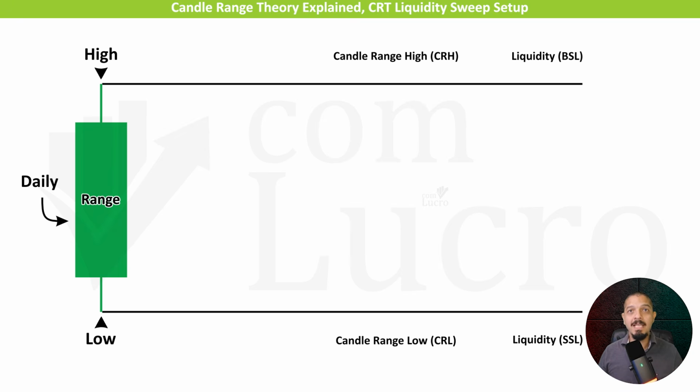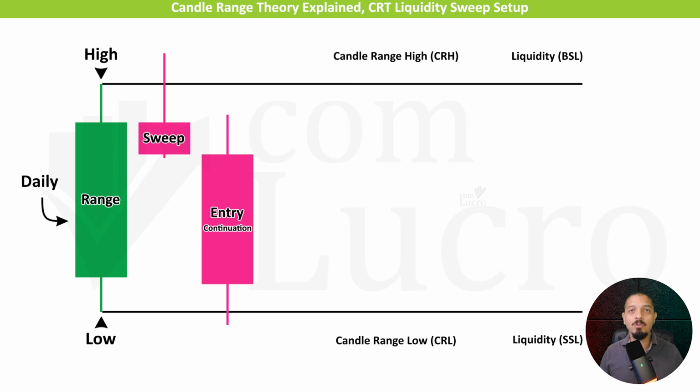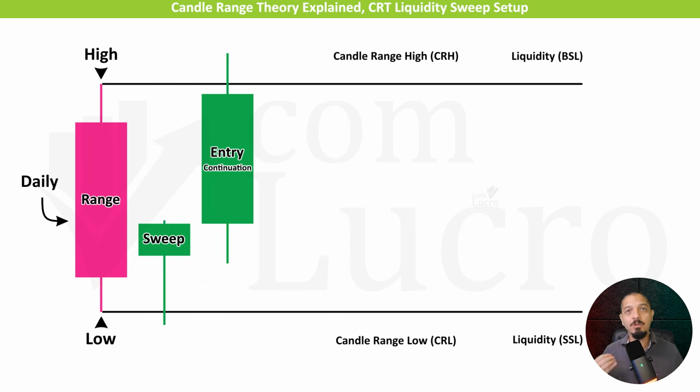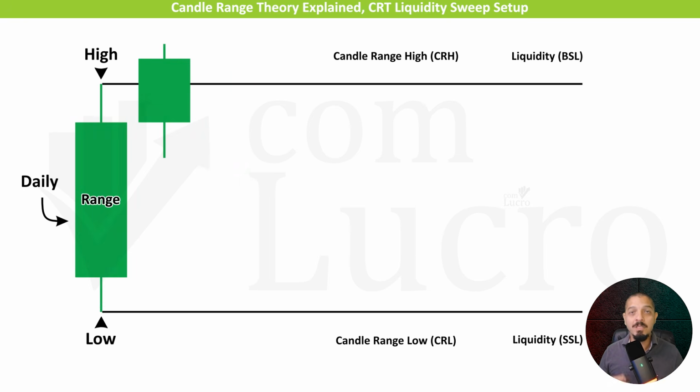Now, when the second candle moves above the CRH and then quickly returns inside the range, that movement is called a liquidity sweep. In many cases, once liquidity is taken on one side, price will rotate toward the opposite side of the range. The same logic applies in reverse. If price sweeps below the CRL and closes back inside the range, it often seeks the liquidity resting near the candle range high.